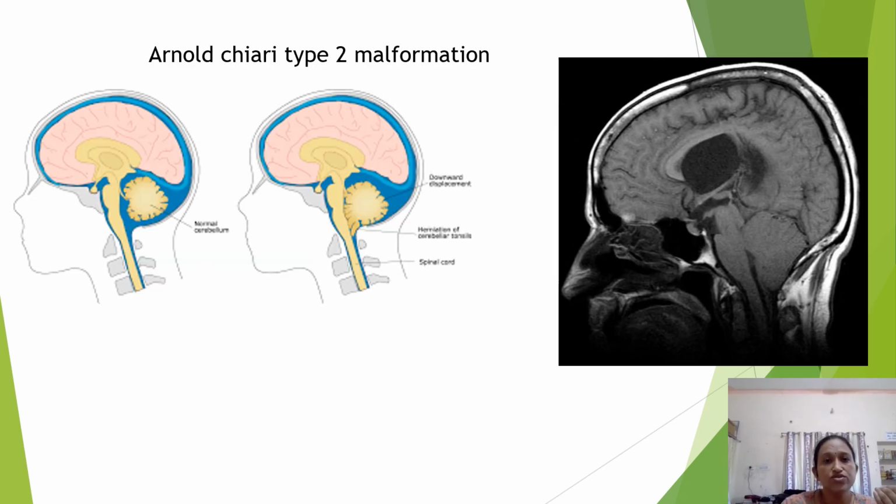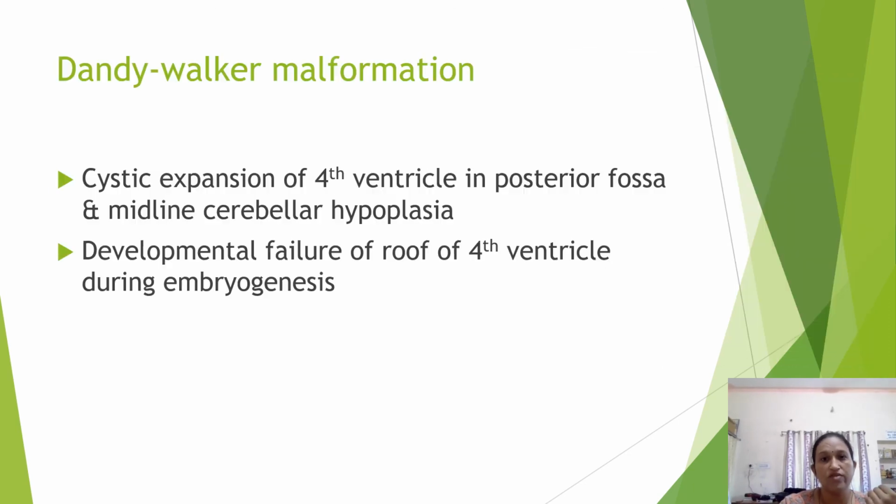So this picture is showing you the Arnold-Chiari type 2 malformation. This is the normal brain in which the cerebellum is in its place. The brainstem, pons and all those structures are in place. But here in Arnold-Chiari malformation type 2, the cerebellar vermis, brainstem and pons are displaced downward into the cervical canal. This MRI film is also showing the same, and these are the dilated ventricles. So this is Arnold-Chiari type 2 malformation.